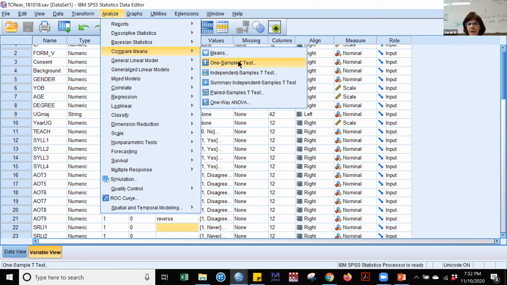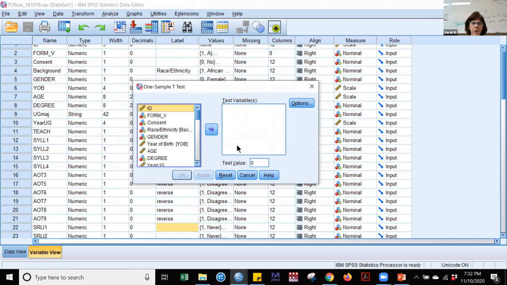And the first thing to compare the average age of the teacher candidates who were surveyed on this instrument to the target age of 25, which is what we expect for a graduating teacher candidate, is the one sample t-test. So we look at the one sample t-test and it says, well, what do you want to test? That's your test variable. And what we want to test is age. And then it asks the test value, which is what age do you want to compare your sample age to. Now we're going to say we want to compare it to 25.